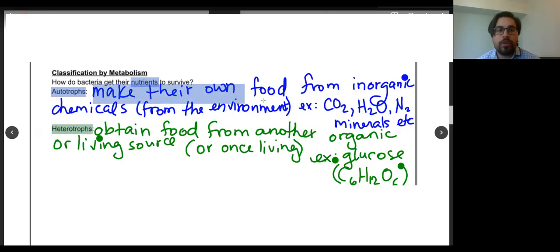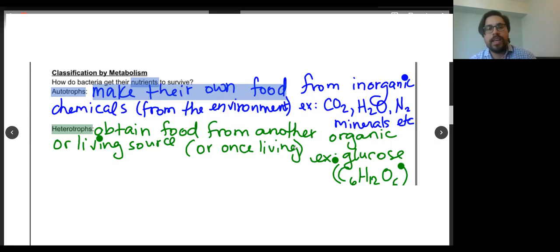When we say autotroph, they make their own food, and it's usually from inorganic chemicals found in the environment, like carbon dioxide and water for plants, nitrogen and minerals for some other bacteria. But ultimately, they're making their own food. Autotrophic, meaning from within, auto, and troph, meaning food or nutrients. So they make their own food.